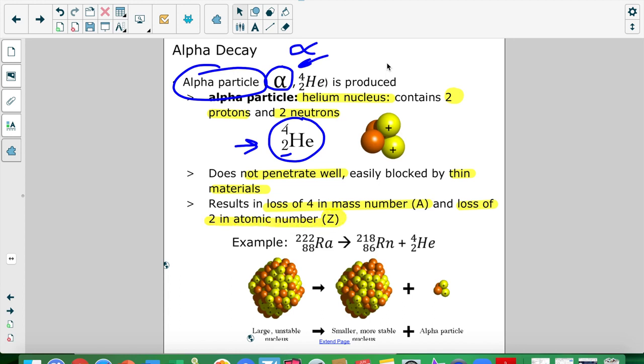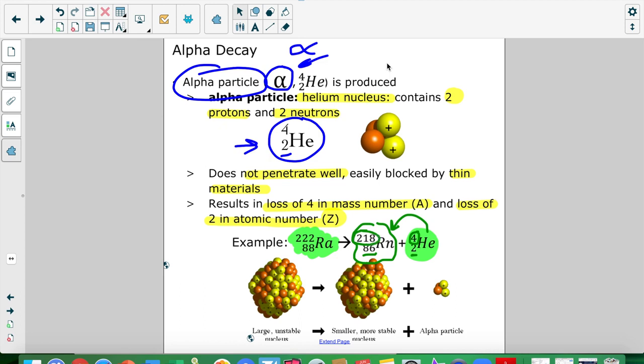Example, we have this example over here. So we have a radioactive isotope over here. The radioactive isotope has an atomic number of 88, so 88 protons, and a mass number of 222. So when the radioactive isotope releases an alpha particle, it transmutates or changes into another isotope. And that isotope, because it has released a particle that has 2 protons, will have 2 protons less. And then, because the particle that was released, that alpha particle, has a mass number of 4, the new isotope will have 4 units less in the mass number.